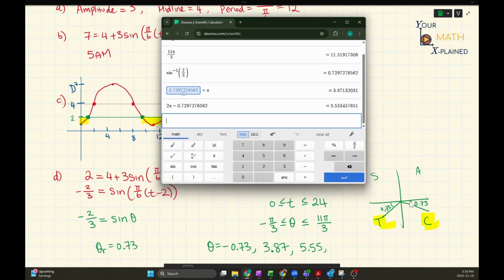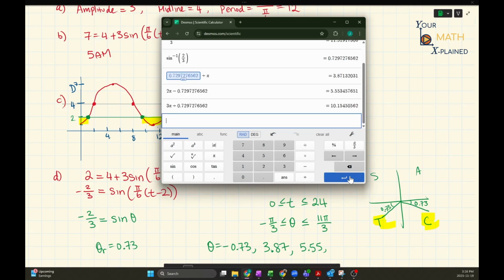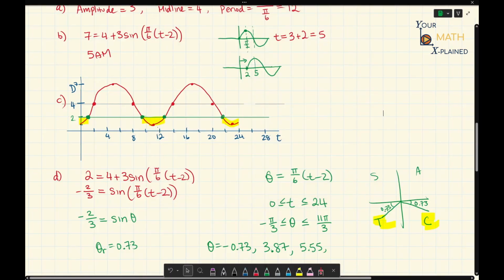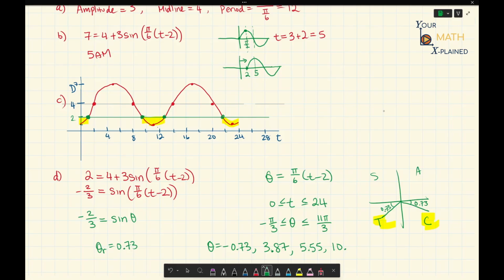Our fourth number is going to be 1 full rotation, which is 2 pi, plus 0.73. So that would be 3 pi plus this number up here. So let's go ahead and copy that. And we get that is 10.15. So that is 10.15. And then we're just going to check the next one as well.